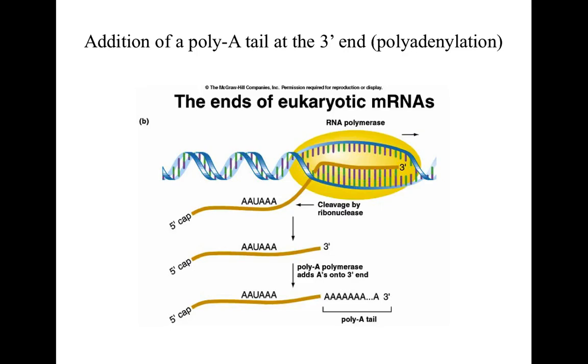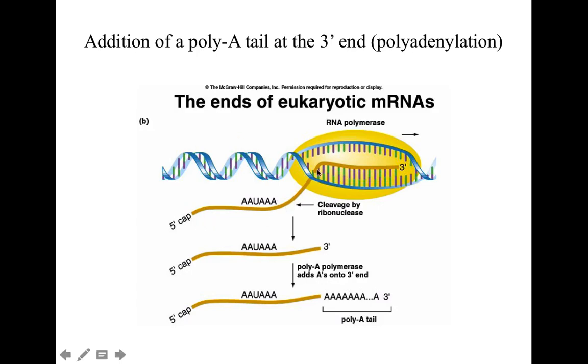Hello everyone. So today we are going to talk about polyadenylation. Polyadenylation is basically the addition of a poly-A tail to the 3' end of an mRNA molecule. We have previously discussed that these processes, the post-transcriptional modifications, which include 5' capping, 3' polyadenylation, and splicing of the introns, take place inside the nucleus.